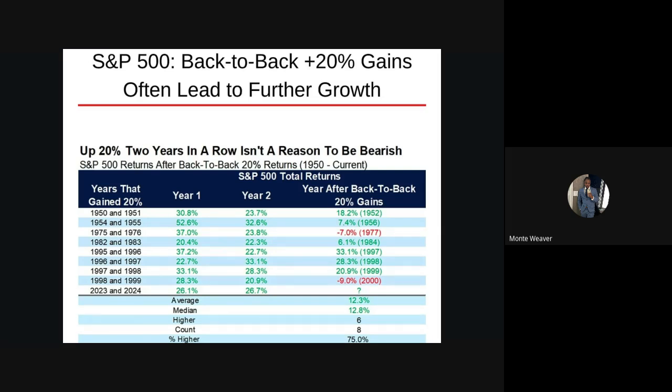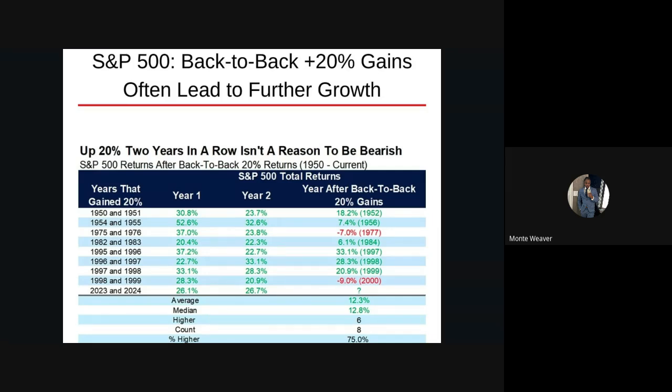like it did from 2009 to about 2014, where it just ran up. But looking at the data, next year historically should be a good year. So in 1950 and 51, we were up 30 and 23%. The year after that, we were up 18%. In 54 and 55, after two back-to-back years of good gains, we went up 7.4%. Then we dropped after 75 and 76, we had a drop of 7%.